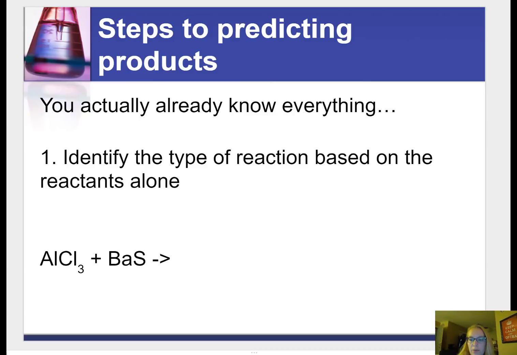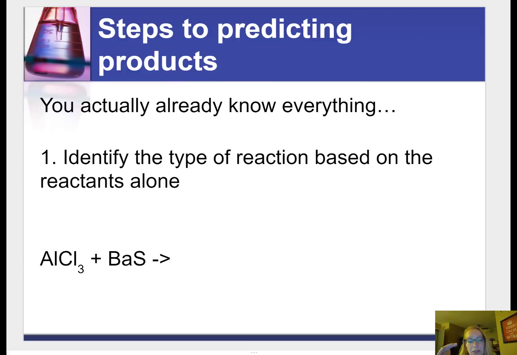So on your screen, you should see some slides. These are in that Pear Deck from earlier this week. The first step to predicting a product is just identifying the type of reaction based solely on the reactants. So if I look at the reaction on the screen, I see that I have two reactants. This disqualifies decomposition, right? Because decomposition is only going to have one reactant. So then I look, could this be combustion? Do I have a hydrocarbon and oxygen? No. So I have synthesis, single replacement, and double replacement left. It's not going to be single replacement because I don't have a lone atom. So now I'm down to synthesis or double replacement.